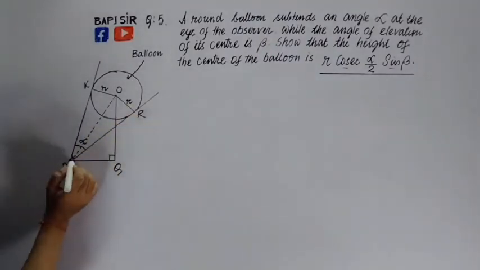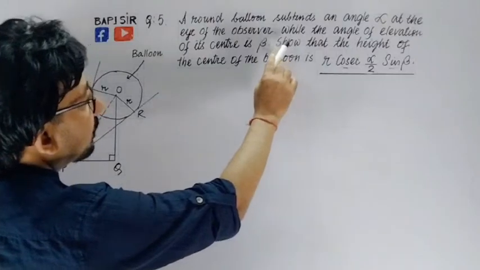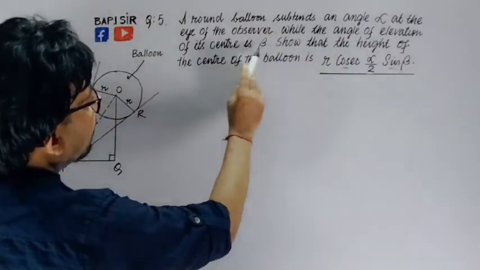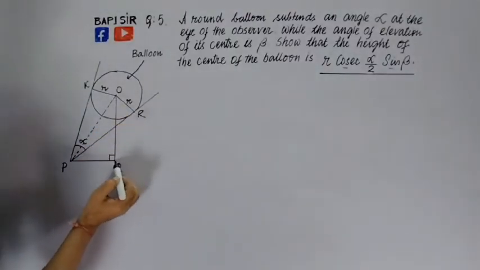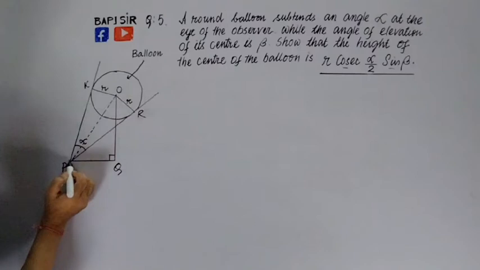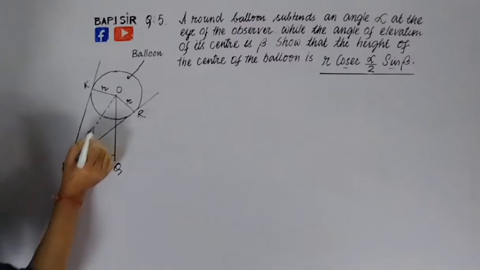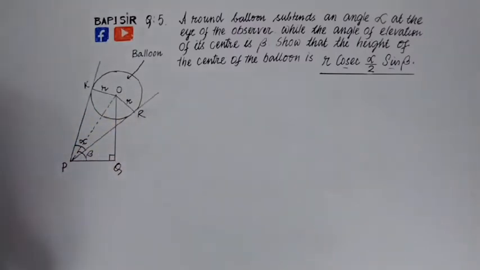And now one thing is also said here, while the angle of elevation of its center is beta. This is the center, this is the angle of elevation, meaning angle OPQ is the angle of elevation of the center of the balloon, which is beta. This angle is beta. Okay, OPQ is beta.